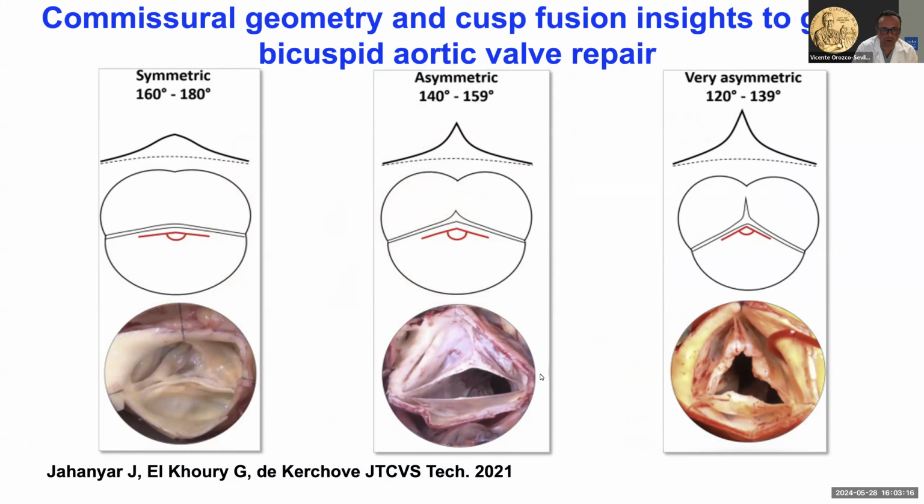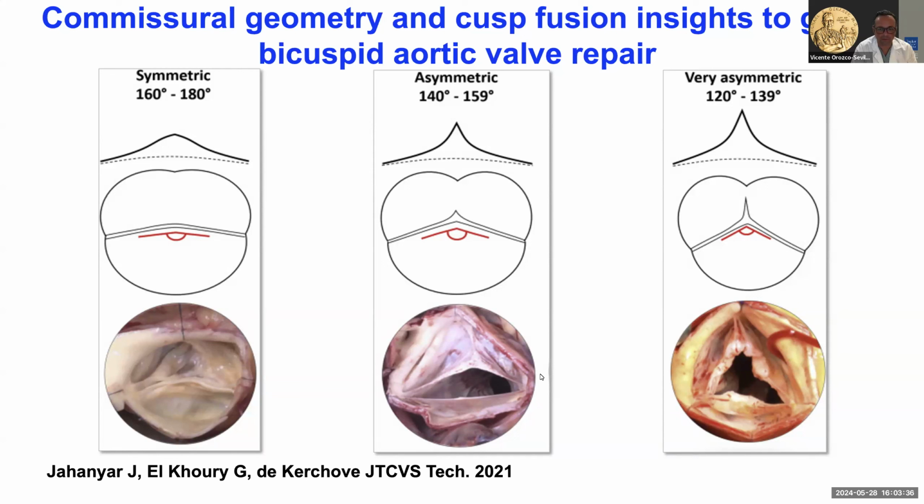Another important work that came from Europe in 2021 is about the geometry of the valves that we're going to repair. This is more important for the type of bicuspid aortic valve repair that we're doing. Besides all the previous qualities of the valve that I mentioned, the numbers and millimeters, we also have to take into consideration the symmetry of these valves.